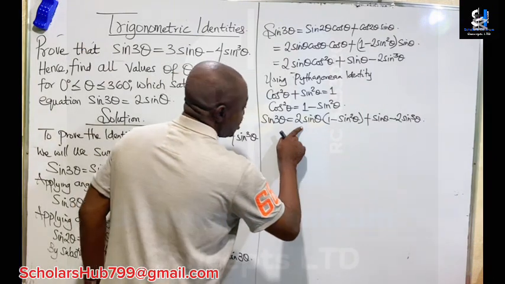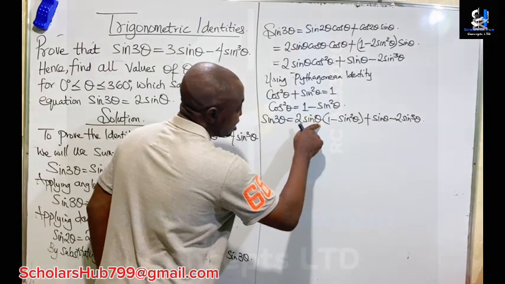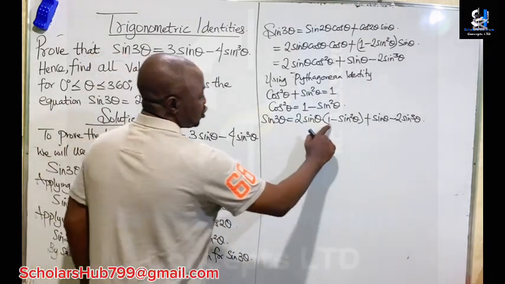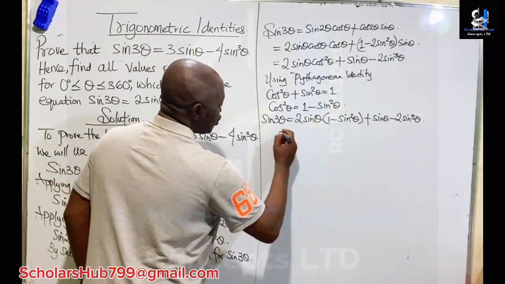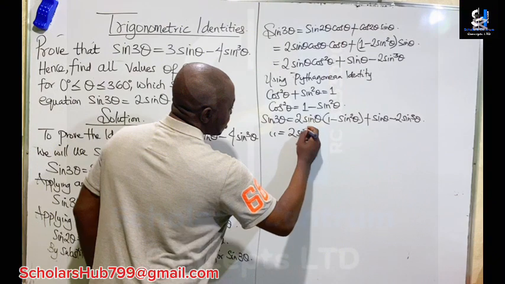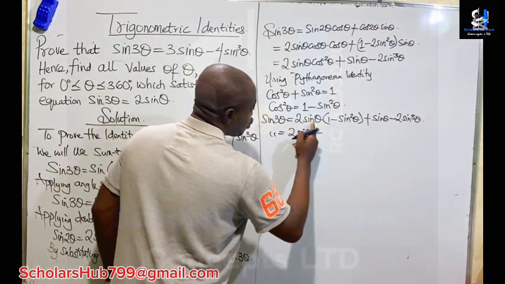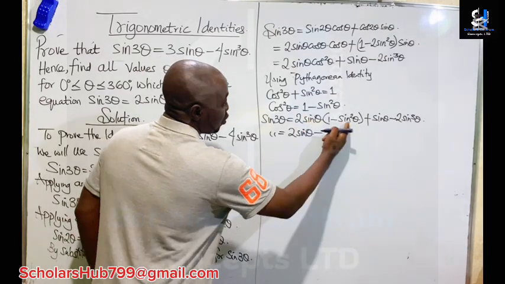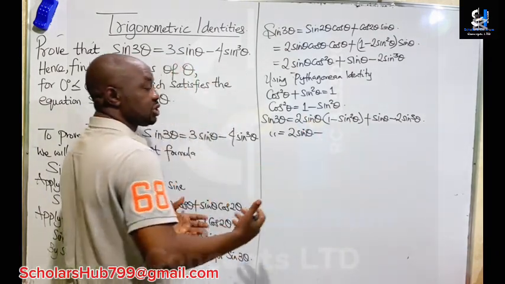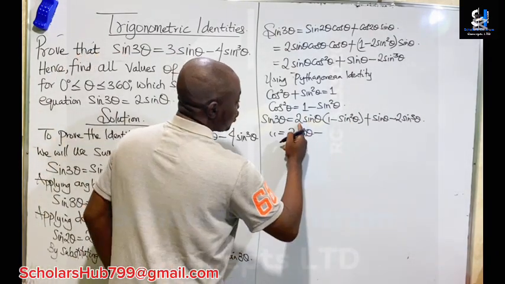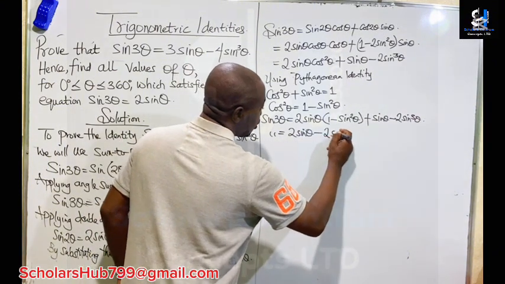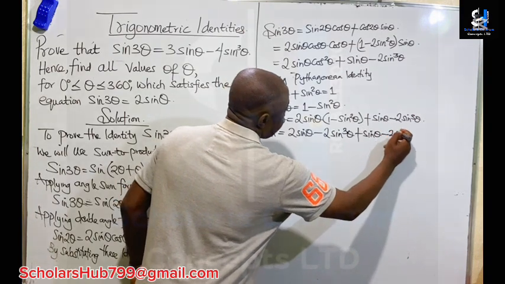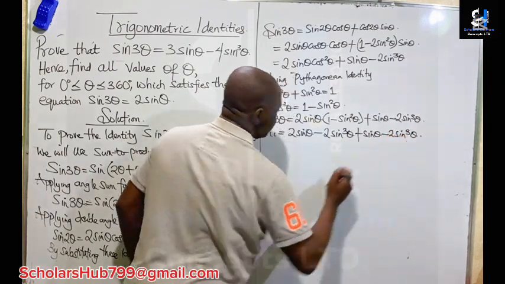Now in this case we'll have to distribute 2 sine theta over this subtraction, that is 1 minus sine square theta. So this will be 2 sine theta minus, now 2 sine theta multiplied by sine square theta. Remember, sine theta multiplied by sine square theta will be what? Sine cube theta. So that will be, because we have 2 sine theta, then this becomes 2 sine cube theta plus sine theta minus 2 sine cube theta.